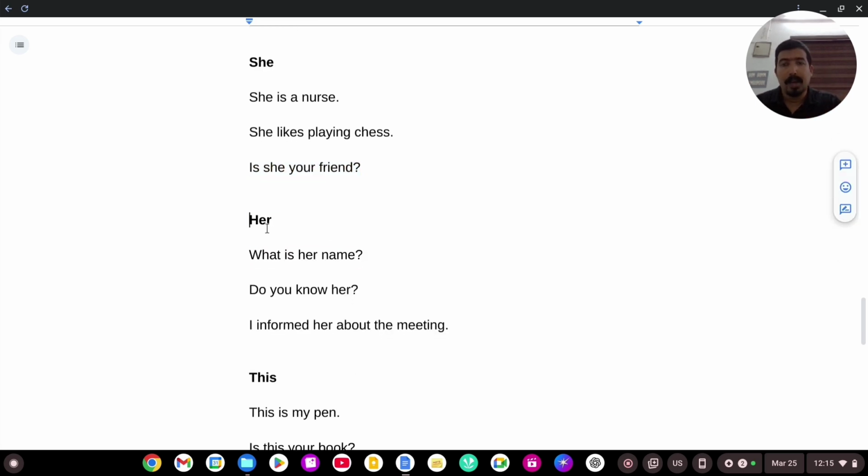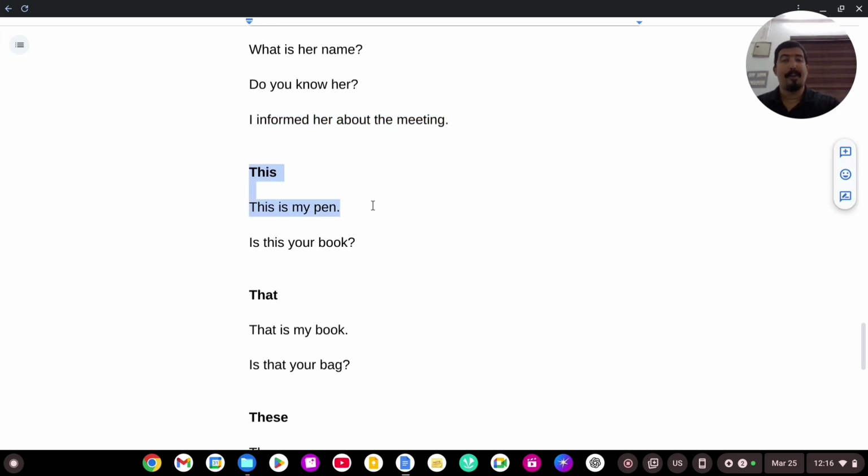Okay. Her. What is her name? One girl is standing over there and someone comes and asks me, what is her name? Do you know her? There is one girl standing outside. You can ask, do you know her? One person. Okay, remember it is one person. I informed her about the meeting. I informed her. Again, one person.